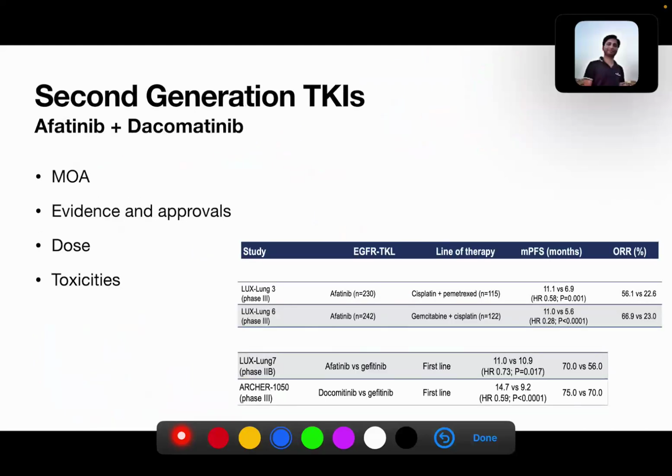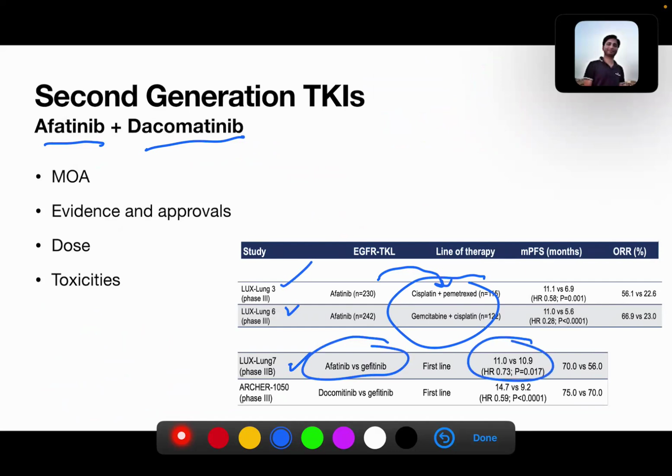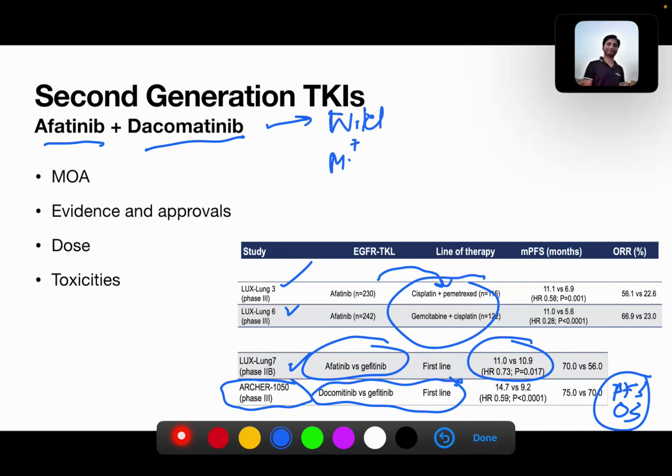Now, coming to the second generation TKIs, they are afatinib and dacomitinib. Afatinib was initially compared with chemotherapy, that is platinum-based doublet, and it showed a PFS benefit in the LUX-Lung 3 and 6 trials. And in the LUX-Lung 7 trial, it was compared with gefitinib and showed a PFS benefit. And dacomitinib was in the ARCHER 1050 trial. It was compared with first generation anti-EGFR TKIs, and it showed a PFS as well as OS benefit. So dacomitinib showed a PFS and OS benefit. Afatinib only showed a PFS benefit. So the mechanism of action is, once again, it inhibits both wild plus mutated.